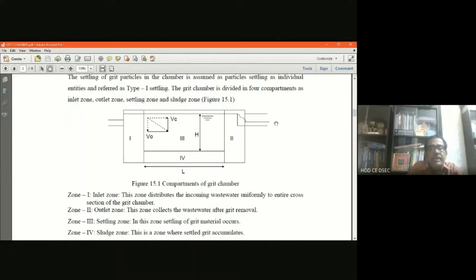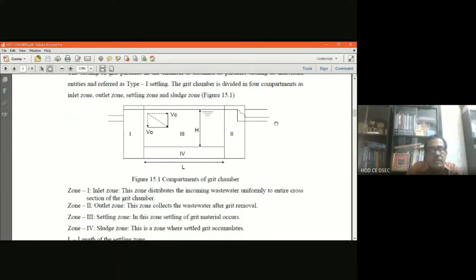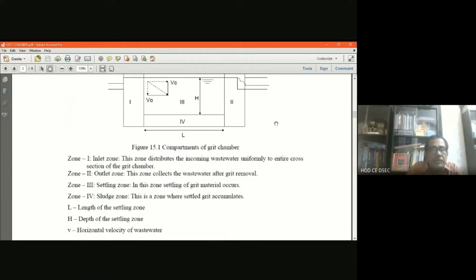Zone 3 is the settling zone, in which the settling of grit materials occurs. The bottommost zone, zone 4, is the sludge zone. This is where settled grit accumulates. So we see the four functions occurring in the grit chamber, and accordingly it is divided into four zones: zone 1, inlet zone; zone 2, outlet zone; zone 3, settling zone; and zone 4, the sludge zone.